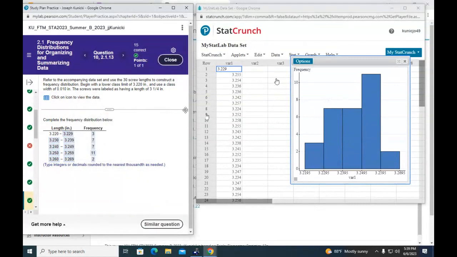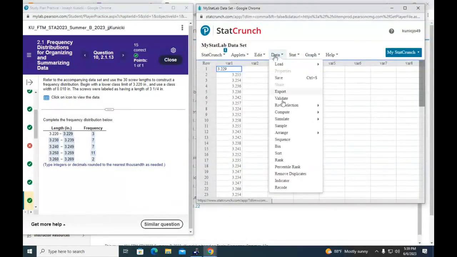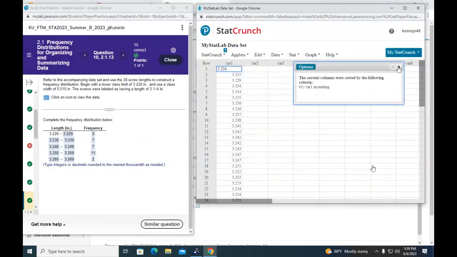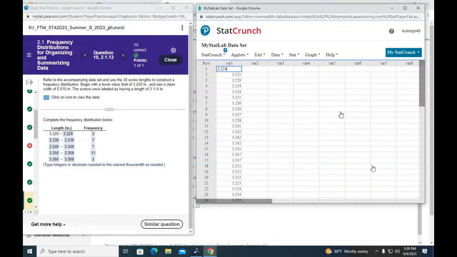Okay, so the other way to do this would be to go, once again, I'll show you again, data, sort, select a column, variable one, select variable one ascending. This time I won't replace it because we know we got the right answer. So what it did, it took the raw data and automatically put it in order. So look, up to 229, there's three of them. One, two, three. Up to 239. They're all threes at the beginning, so all I'm interested in is the decimal. So 239 would be 1, 2, 3, 4, 5, 6, 7.